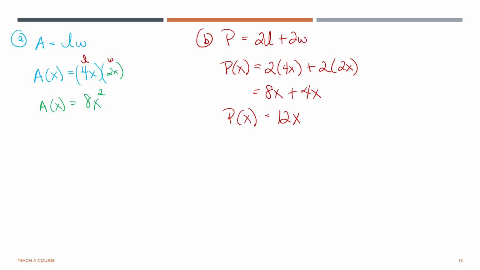Okay, so here's the thing. Once you find all these wonderful functions, then it's easy for them to ask you all these follow-up questions like, well, what happens if x is 7 or whatever? It's easy to plug in to find the area and the perimeter.